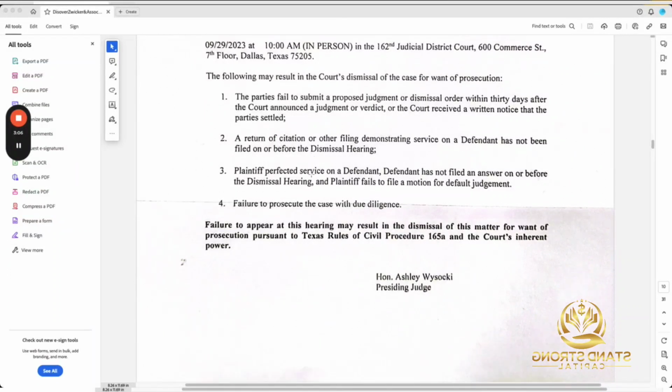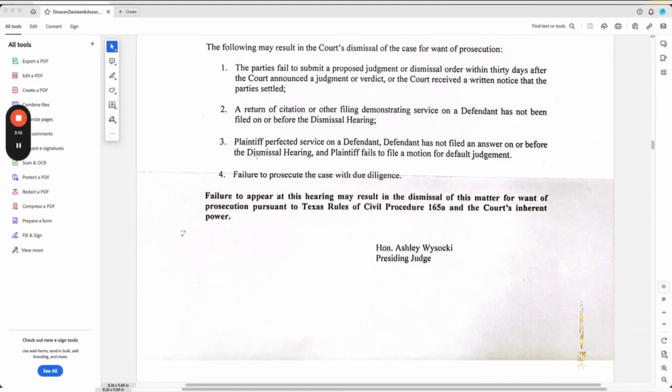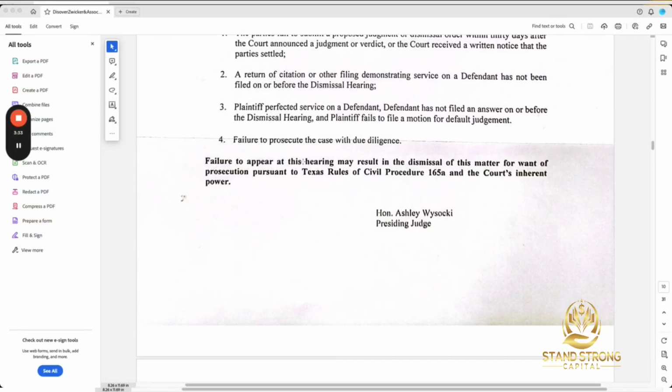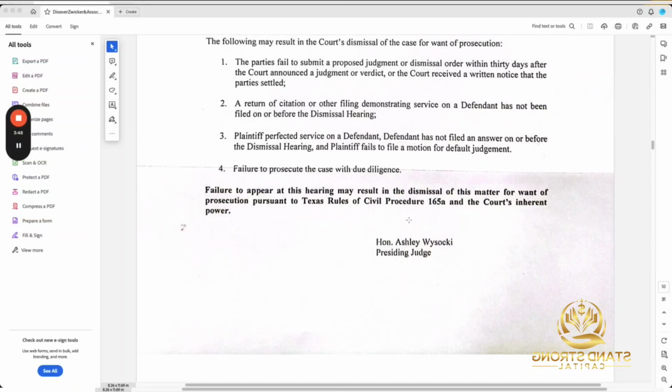Two, a return of citation or other filing demonstrating service on a defendant has not been filed on or before the dismissal hearing. Three, plaintiff perfected service on a defendant, defendant has not filed an answer on or before the dismissal hearing, and plaintiff fails to file a motion for default judgment. Four, failure to prosecute the case with due diligence. Now they're saying failure to appear at this hearing may result in the dismissal of this matter for want of prosecution pursuant to Texas Rules of Civil Procedure 165A and the court's inherent power. Then you have the judge's name typed there.